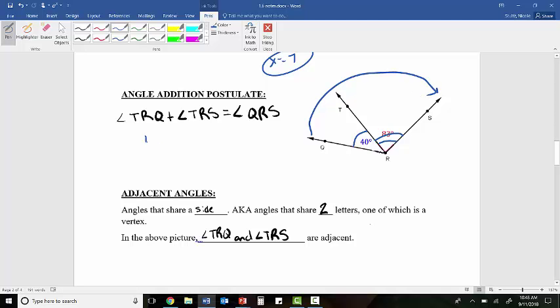So in other words, you can add 40 and 83 together, and you're going to get 123 degrees for angle QRS. So the whole rotation is 123.